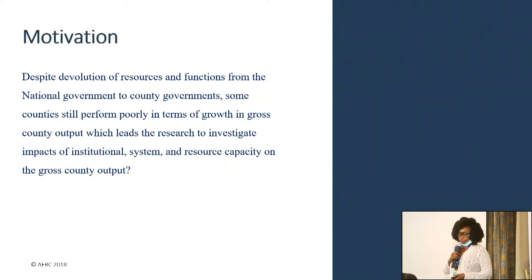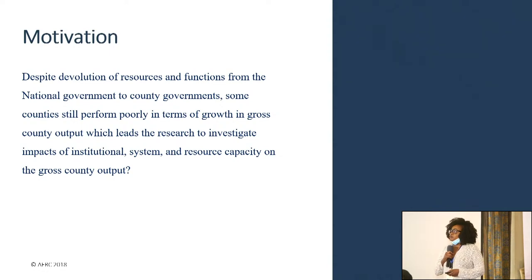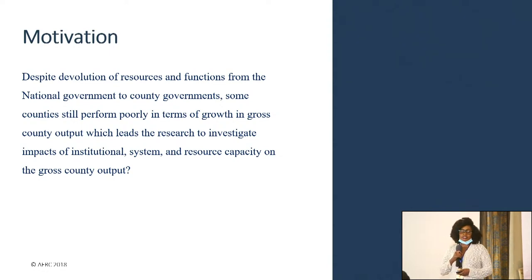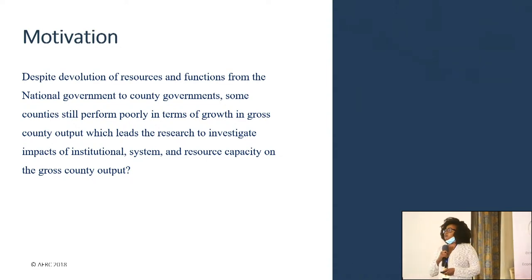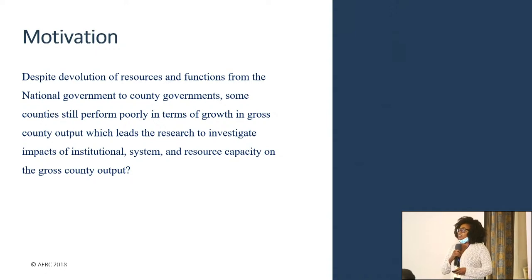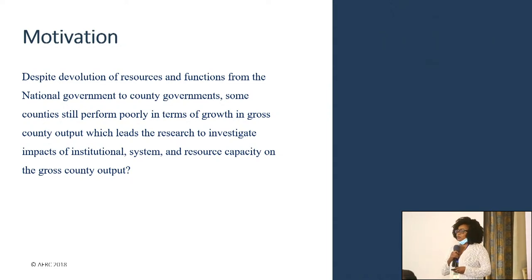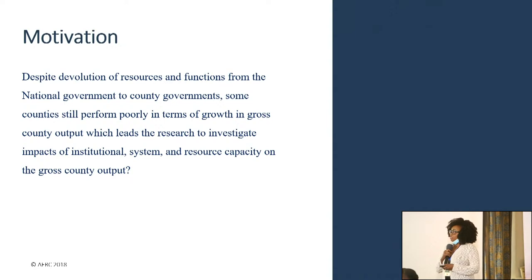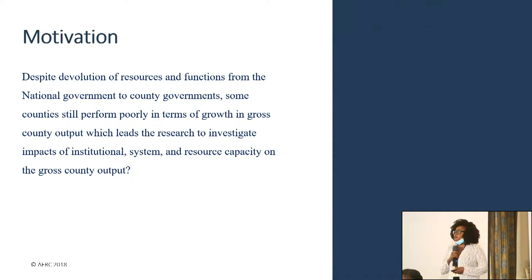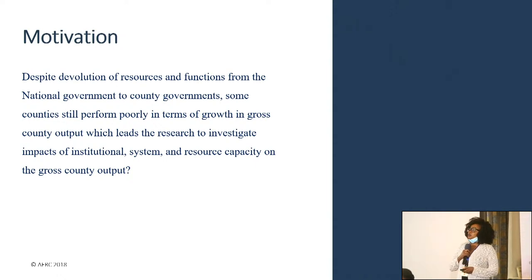So this is the motivation for this particular research: despite devolution of resources and functions from the national government to county governments, that is, after the new constitution that was formulated in 2010, functions and resources were devolved from the national government to county governments. In Kenya, there was formation of 47 counties headed by governors, with the speakers as the head of the legislature and being the watchdog of the executive. So despite this devolution of functions and resources, some counties still perform poorly in terms of growth in gross county output, which has now led the research to investigate.